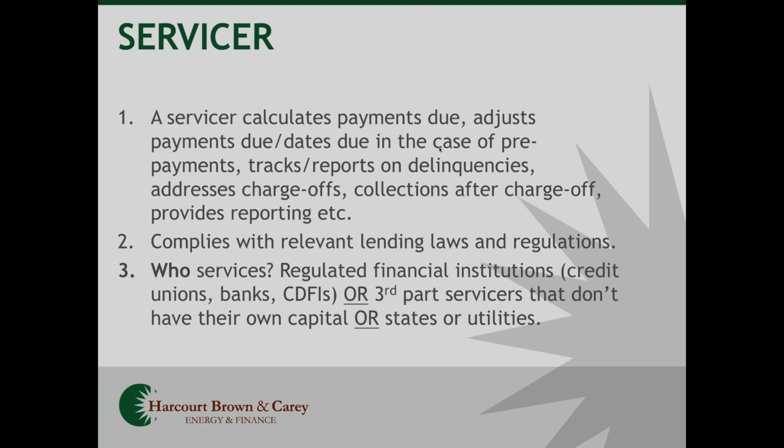Again, the same types of entities can originate: states or utilities, traditional financial institutions, or third-party servicers. If there's a trend that we are seeing now, it is a trend away from states or utilities doing origination or servicing directly, and outsourcing in some cases those services to third parties, or, as you're going to hear about from Nebraska, engaging banks, or in some cases credit unions, to do this origination and servicing.